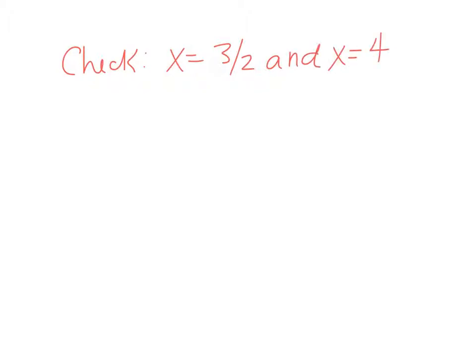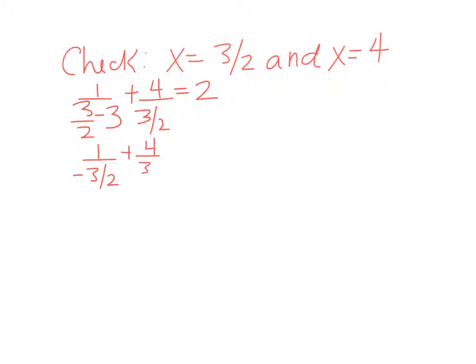So substituting that back into my original equation, I'd have 1 over 3/2 minus 3 plus 4 over 3/2 is equal to 2. This would give me 3 over 2 minus 3, which would end up giving me negative 3 over 2, plus 4 over 3 over 2 is equal to 2. And I'm going to get rid of these denominators by multiplying by the reciprocal. So negative 1 times 2/3 plus 4 times 2/3 is equal to 2.